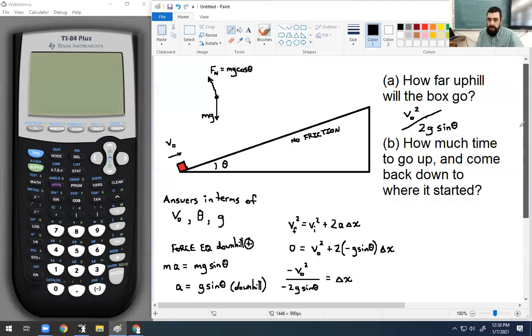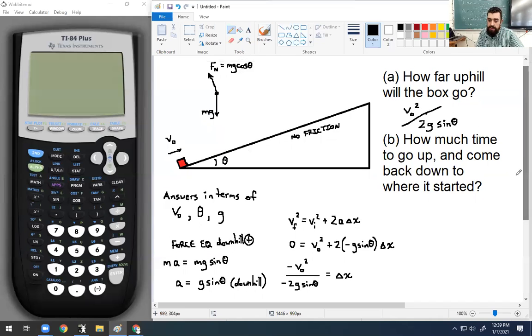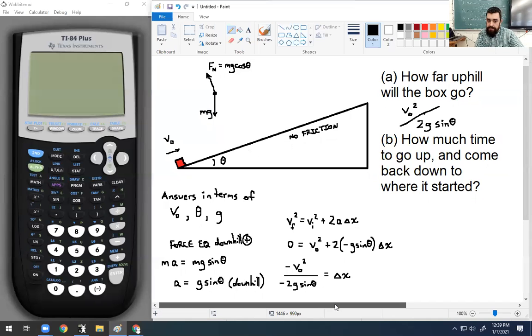See, the answer is not a number, but if I did know the angle, I could do this now. Now I know for various angles and for various starting speeds, how far the box would go uphill. So it's even more valuable than if I had just done this problem with one set of numbers. This is called finding a general solution, which is really, really super valuable.